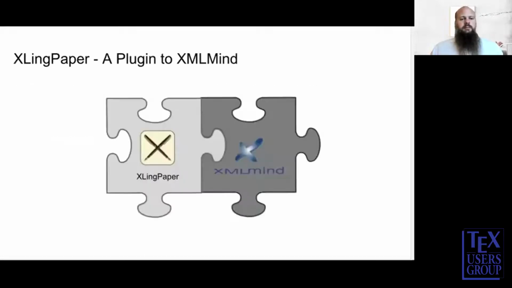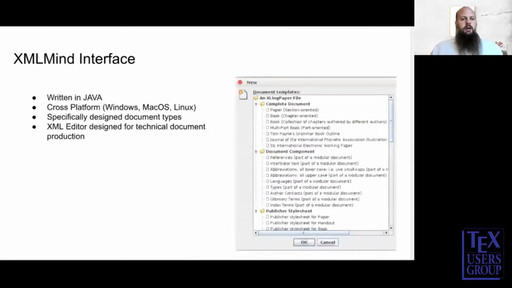So a little bit about XLingPaper. XLingPaper is a plugin to XMLMind. XMLMind is a commercially available software for creating XML-based documents and is broadly focused on the production of technical documents. XLingPaper then is a plugin to that software. XMLMind is written in Java and is cross-platform. XLingPaper follows in these software choices. And so it works on Windows, Mac, and Linux.